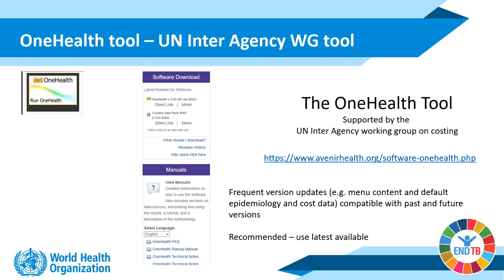The software is available at the website on your screen, www.avenirhealth.org/software-onehealth.php. Frequent updates are available to update demographic information and epidemiological information and cost data. New versions will overwrite the old version, and the projections that you have developed will work in future versions. There are also manuals available on that site and a link to frequently asked questions and what we call a helpline where you can reach out for support from our team.